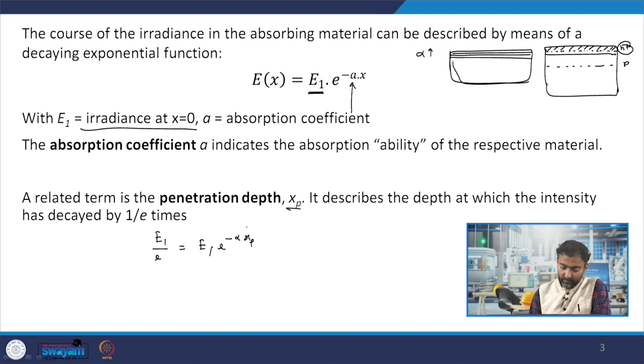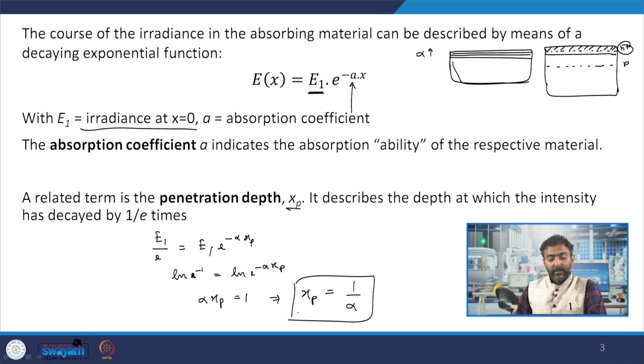If I cancel out E1 on either side, and we take the natural log, ln, on either side, you have ln e to the power minus 1 here, and here you have ln e to the power minus alpha XP. So what we can say is that alpha XP is equal to 1, or in other words, your penetration depth XP is 1 by alpha.